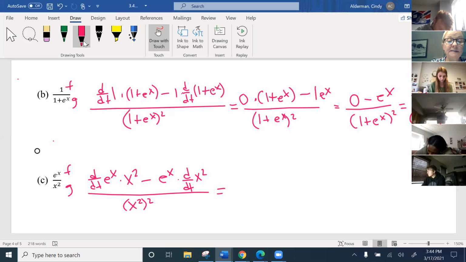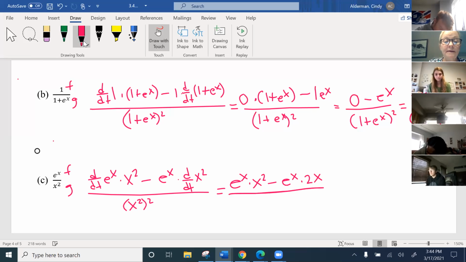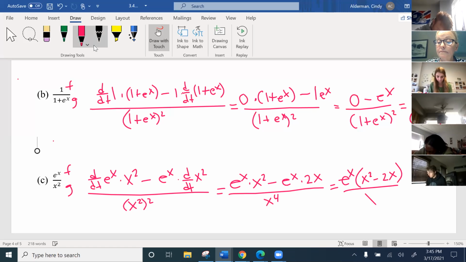So the derivative of e to the x is just e to the x. And then e to the x stays the same, and then the derivative of x squared is just 2x. X squared squared is just x to the 4th. So we can factor out e to the x here. And you're finished.